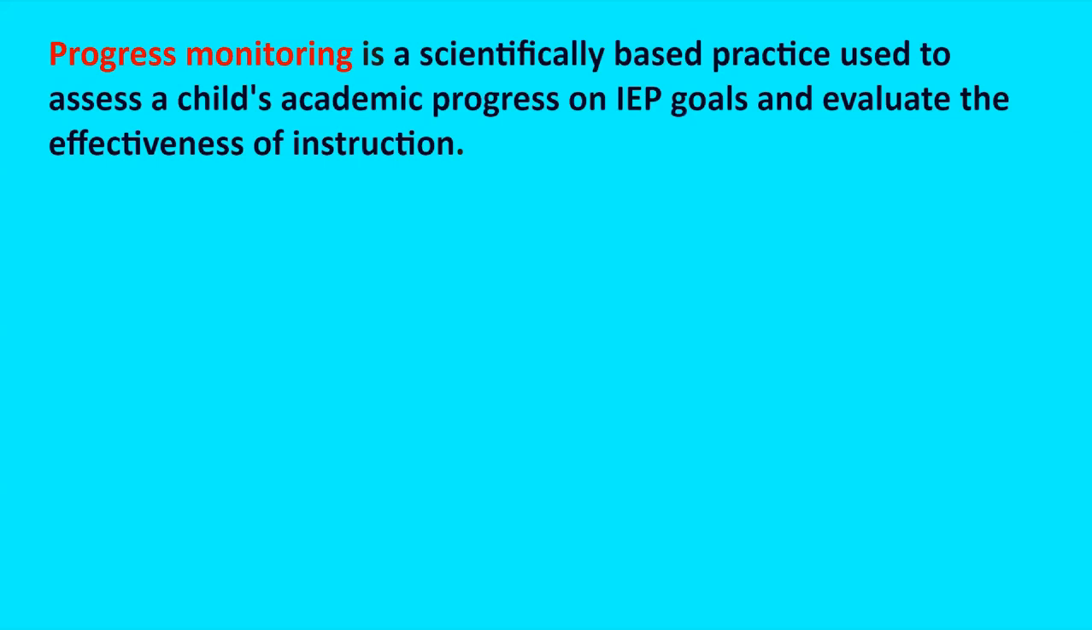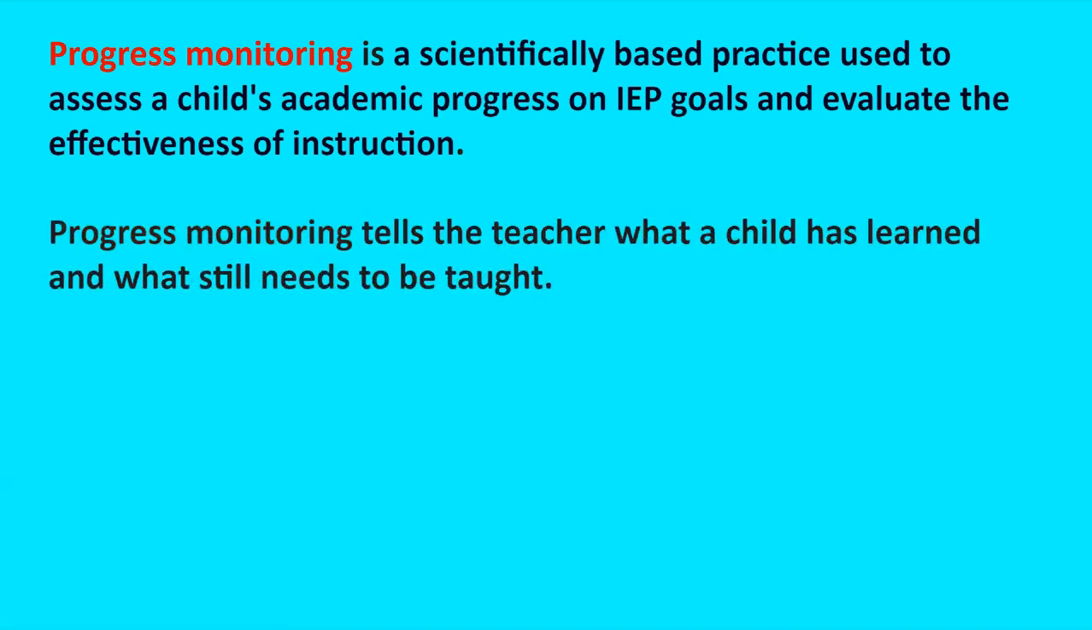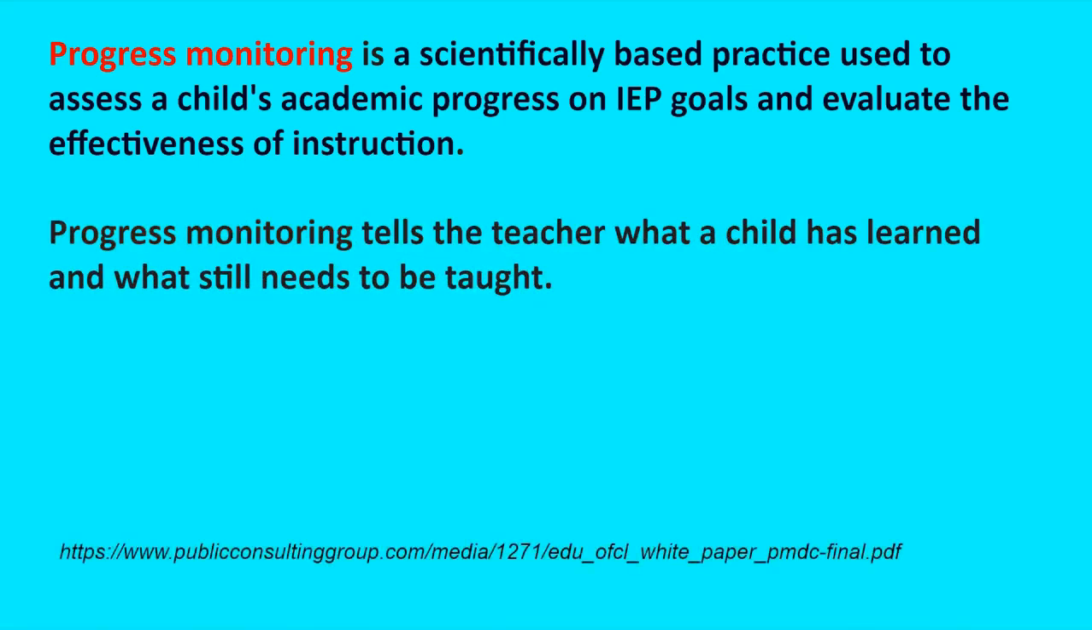Progress monitoring is a scientifically based practice used to assess a child's academic progress on IEP goals and evaluate the effectiveness of instruction. Progress monitoring tells the teacher what a child has learned and what still needs to be taught. So basically, the progress monitoring helps us determine whether or not the instruction and the services that we're providing are meeting the students' needs. Because if the progress reports show us that the students are still struggling, then maybe we need to go back and reevaluate how we're servicing the student, or what supports are working and what supports aren't. But more importantly, they tell us how the student is progressing towards their goal.